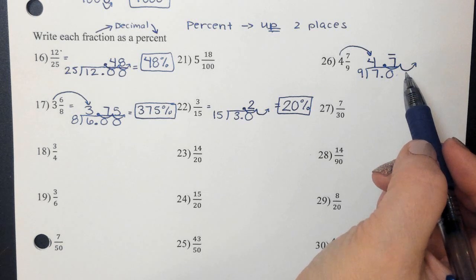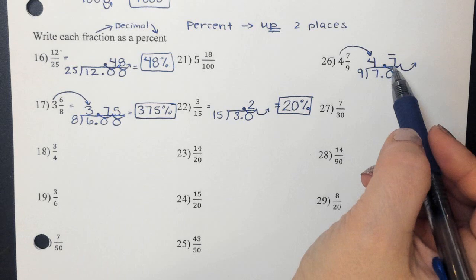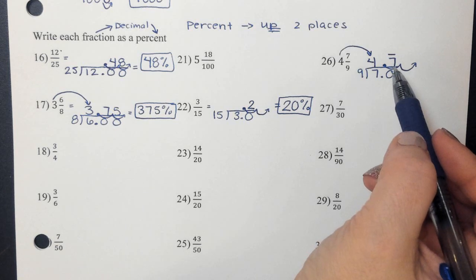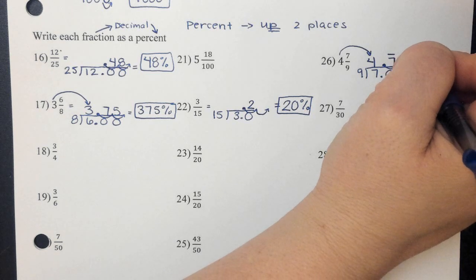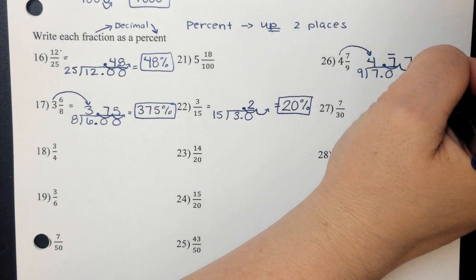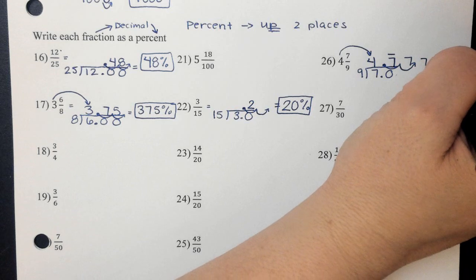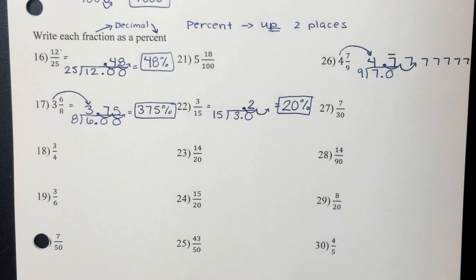Not a 0. Kayla? A 7. Remember that 7 has a line on it, right? So that means 7 would be repeating. So what's going to keep happening? I'm going to keep getting 7 and then 7 and 7 and 7. Do y'all agree with that?